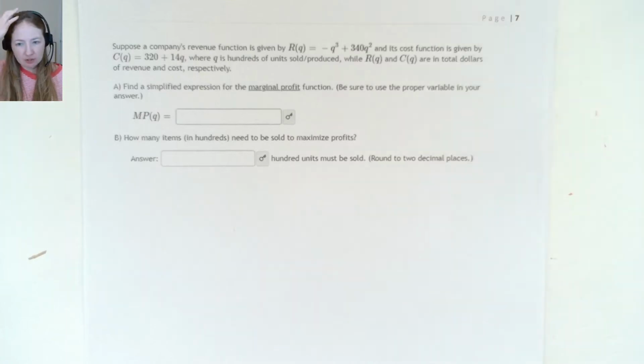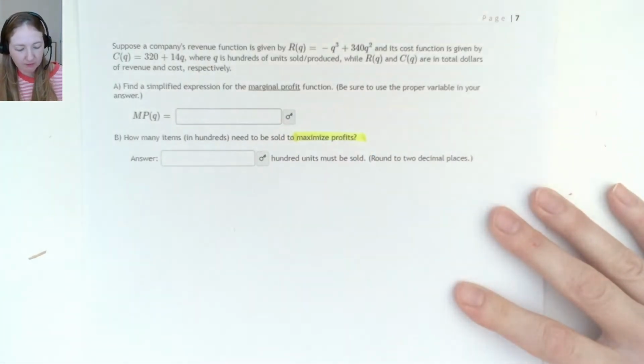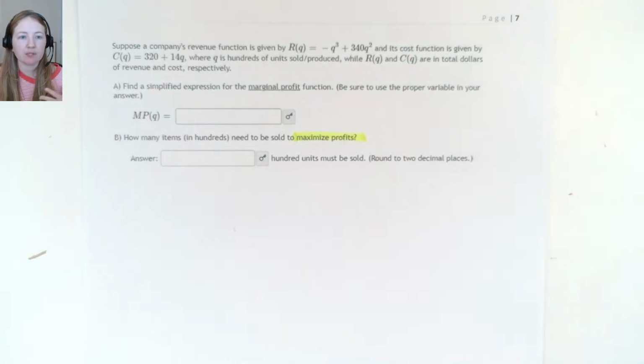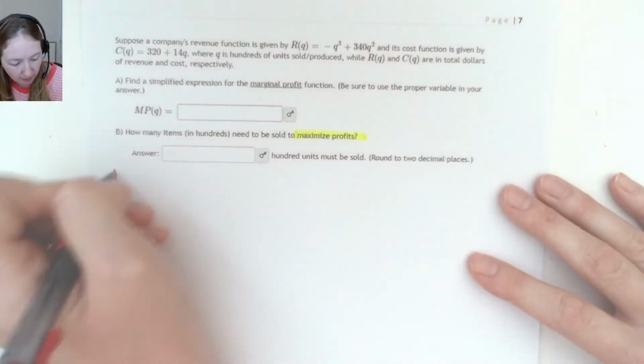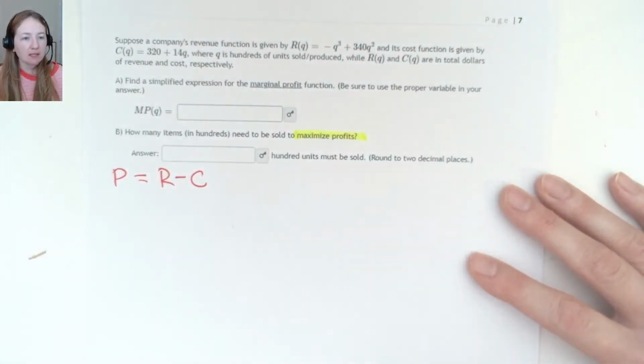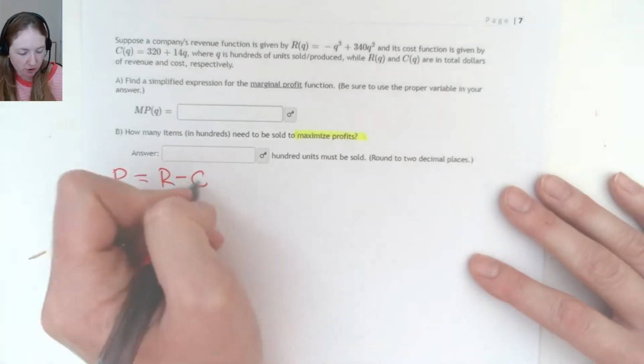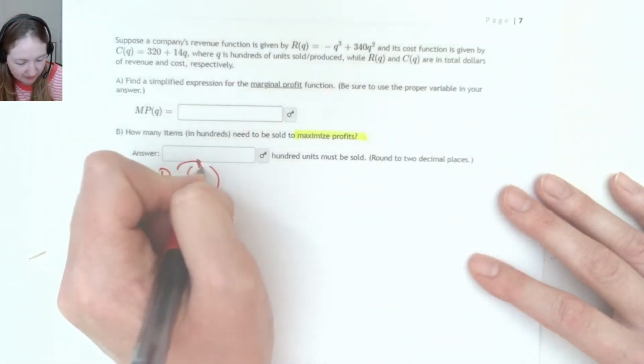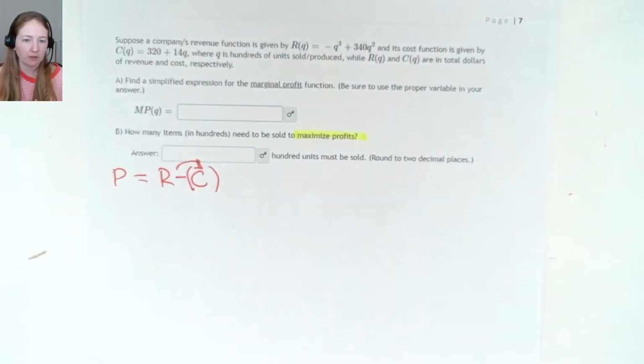So here we are trying to maximize our profit function. And so the first thing that we're going to do is we need to create our profit function. So what is our profit function? Our profit function is revenue minus our cost function. The key thing you want to remember with the profit function is you do need to distribute this negative to all of the cost function.